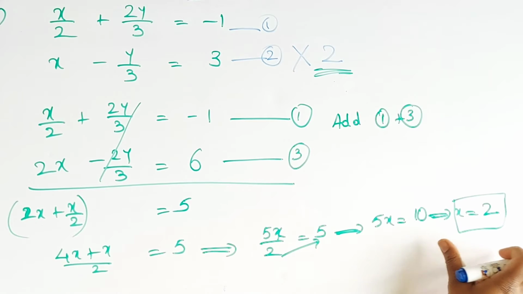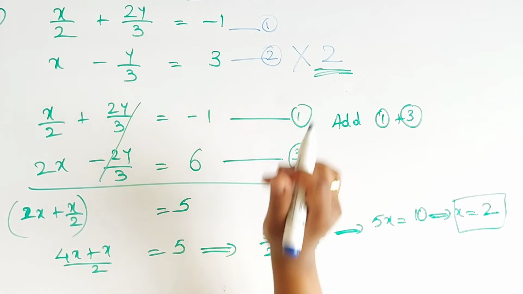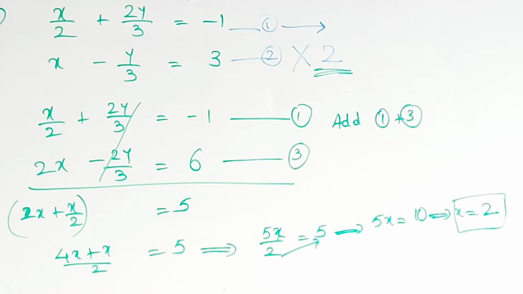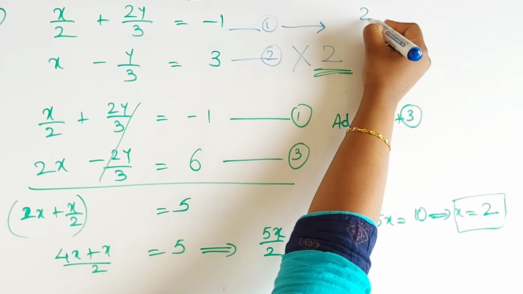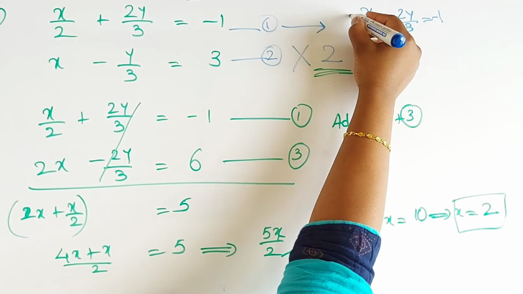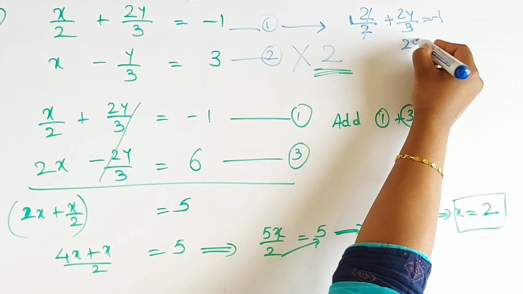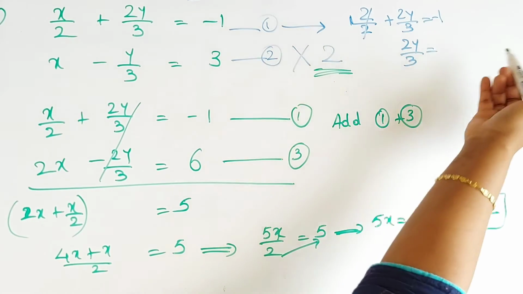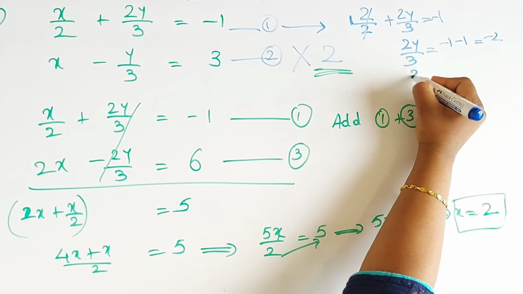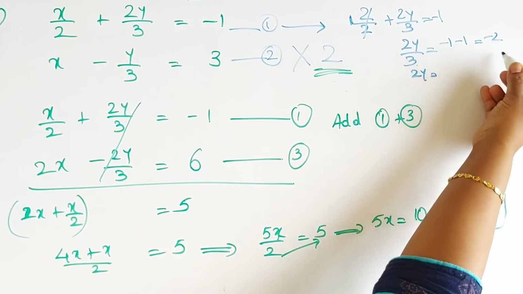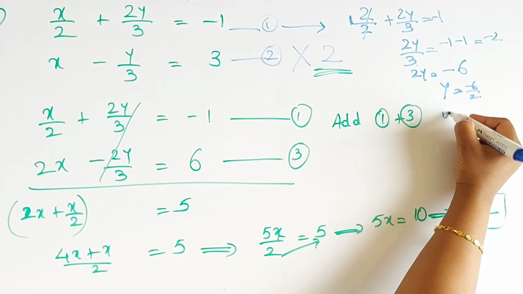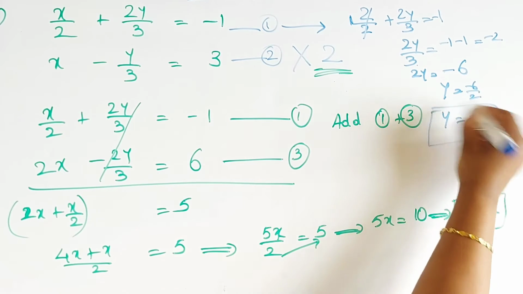Now substitute this x value, x equal to 2, in any equation, children. Here I am taking the first equation only: x/2 + 2y/3 = -1. So x equal to 2: 2/2 + 2y/3 = -1. 2 twos will get cancelled, it is 1 only. So 2y/3 equal to, plus 1 will go to that side, -1 minus 1, that equals -2. From here 2y equal to, send this 3 to that side, 3 into -2, -6. y equal to -6/2. Therefore, y equal to -3, children.